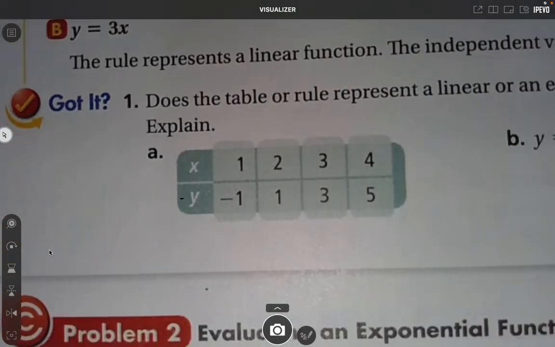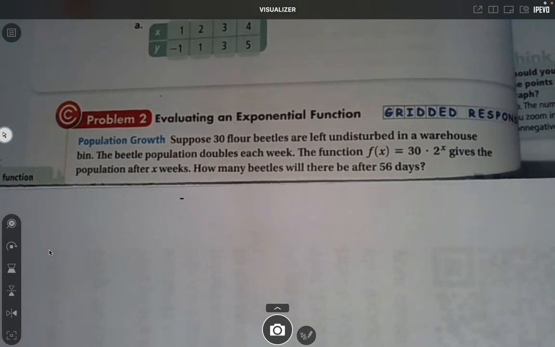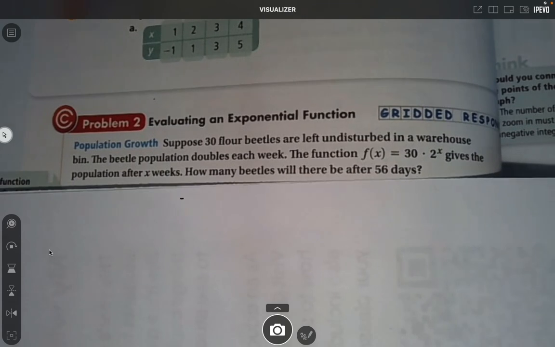Okay, y'all ready? Everybody's ready? Okay, this one, they give us an equation with this word problem. So it's talking about those flower beetles.